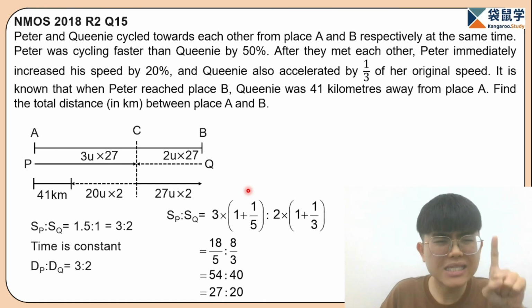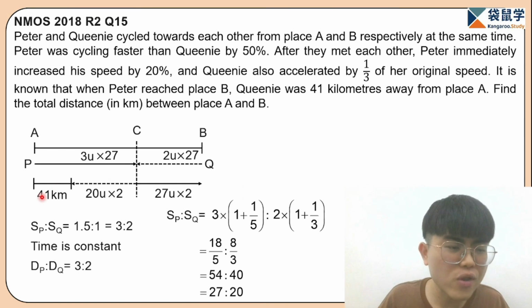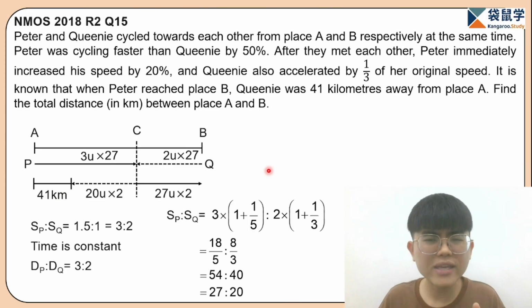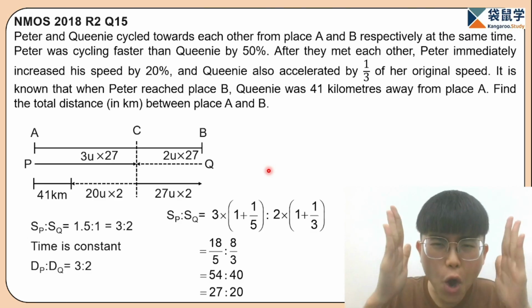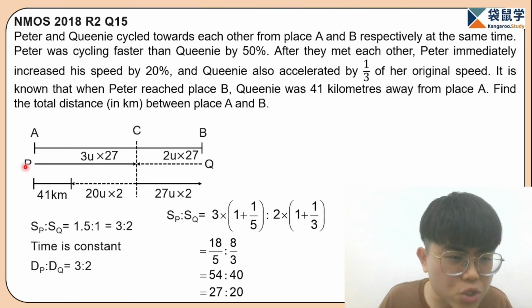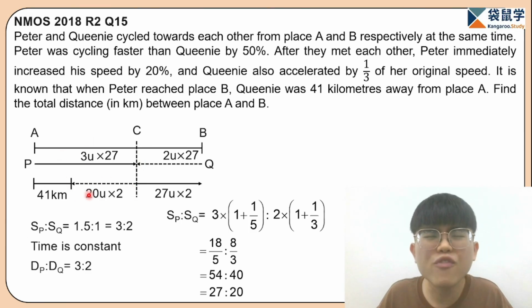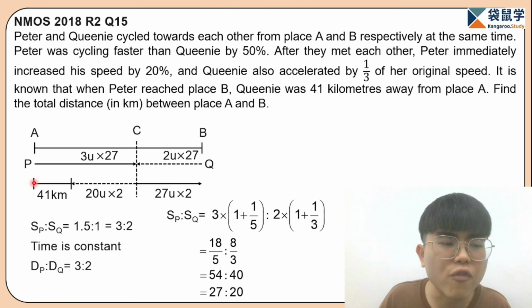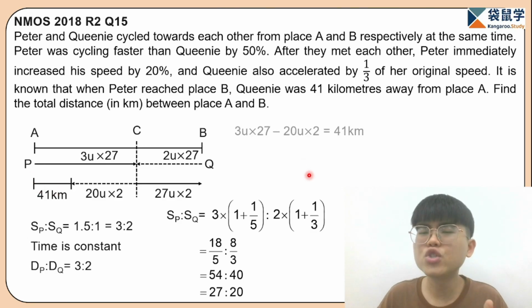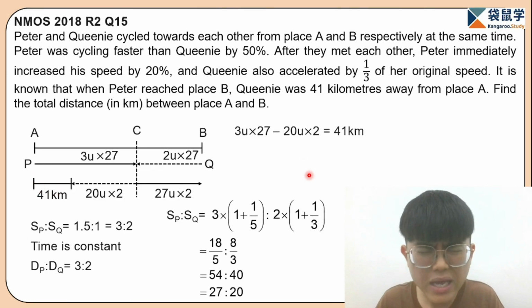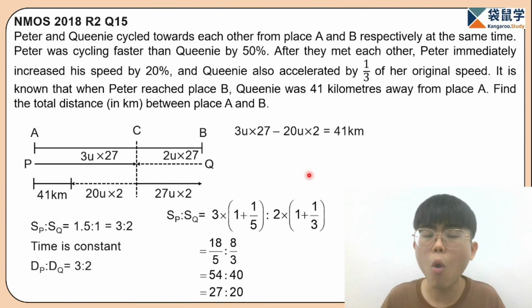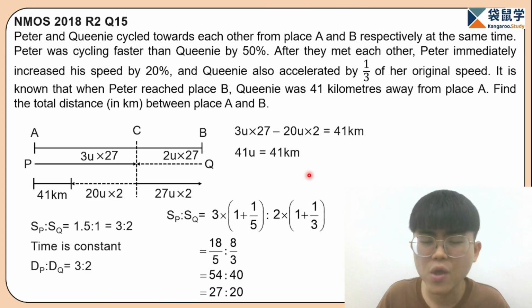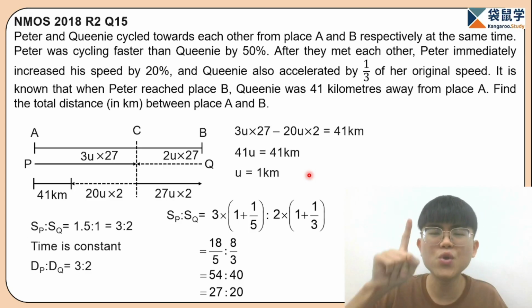Now, in this case, there is one value given here, which is 41 km. Now, this 41 km, what is the unit that is corresponding here? You just compare our figure. You will see that this part is 3u times 27. This part is 20u times 2. So when you compare it, we find the difference. You will know the unit for 41 km. So we calculate it: 3u times 27 minus 20u times 2 must be equal to the 41 km. When you solve this calculation, you will see that 41 units equal 41 km, which means that 1 unit is just equal to 1 km.